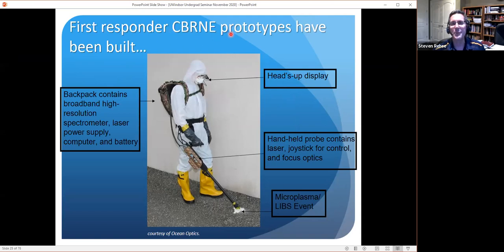And so first responder CBRNE prototypes have been built. CBRNE is what this guy is wearing. That's a CBRNE suit. So it's chemical, biological, radiological, nuclear, and explosive. These are the hazmat guys who come out, and he's testing an unknown white powder. You can see that he's carrying everything in a backpack with a handheld delivery device. Laser Spark would be there. And we are trying to come up with computerized algorithms which will autonomously characterize that plasma emission, and then make decisions on the threat level of that target and convey it to the operator via a head-up display. And that all can be done in about a second. And there's nothing else like that on the market.